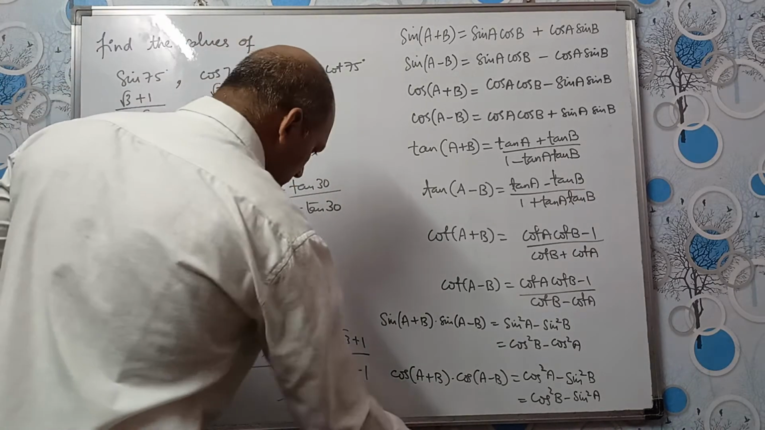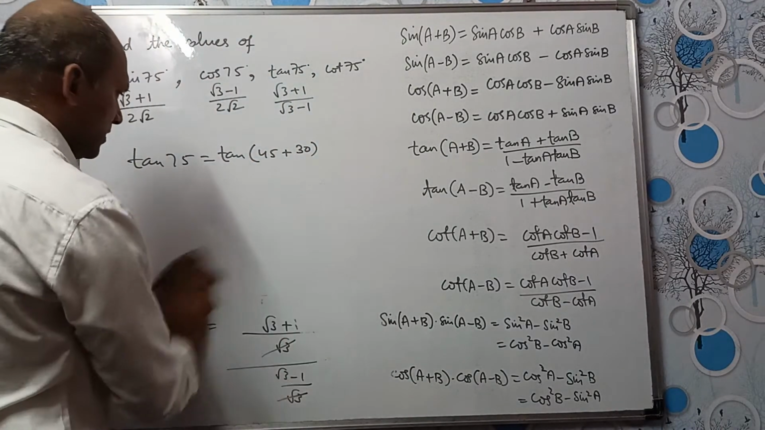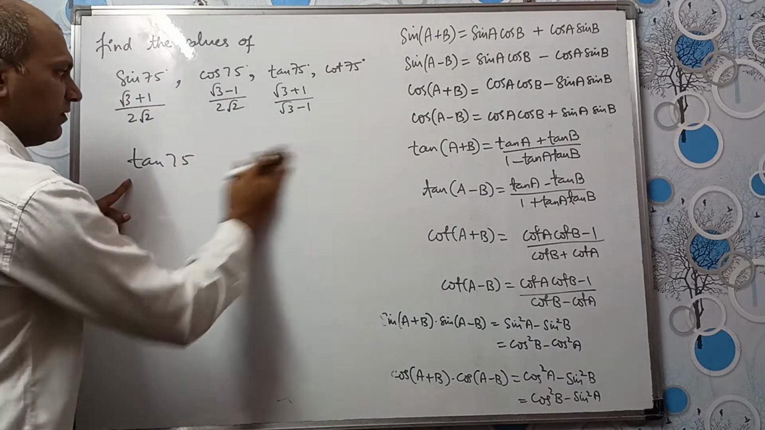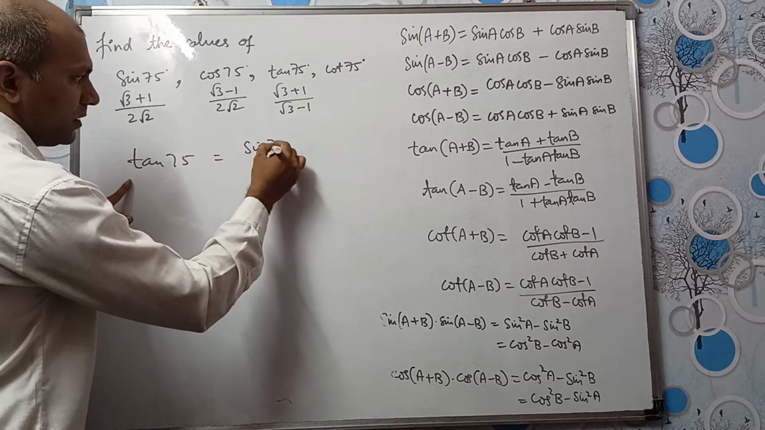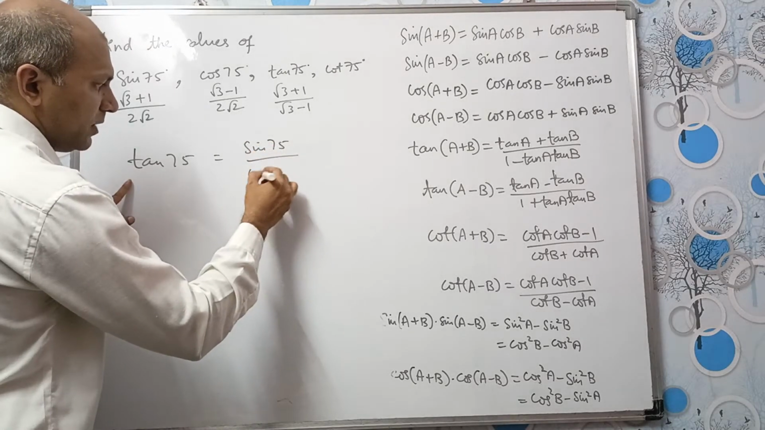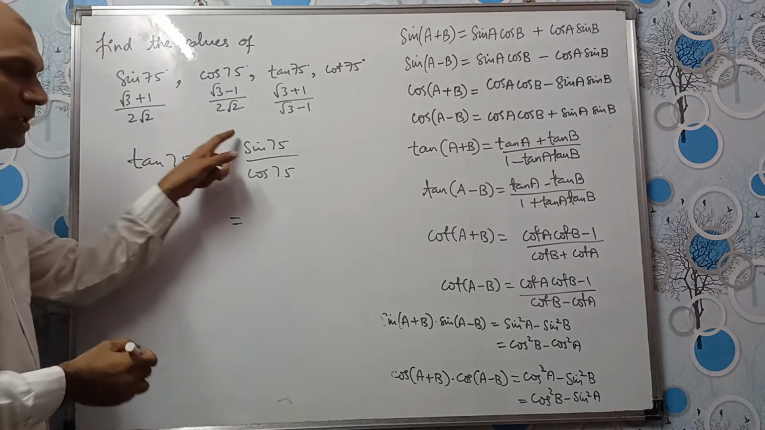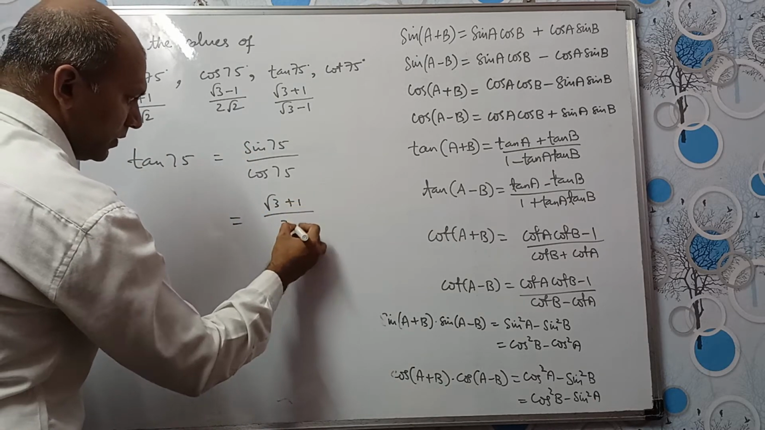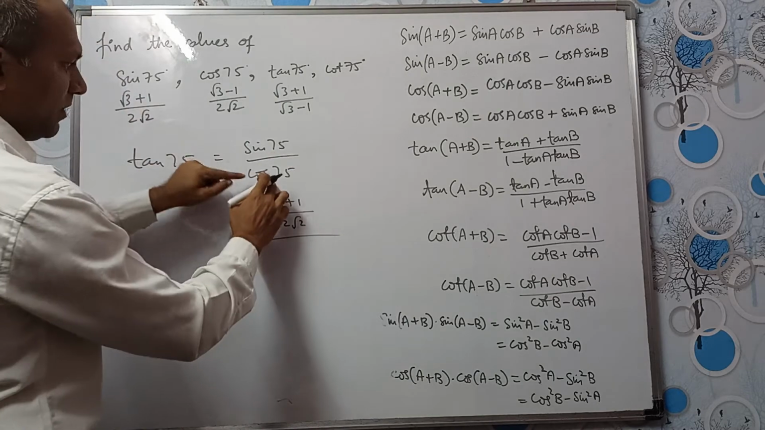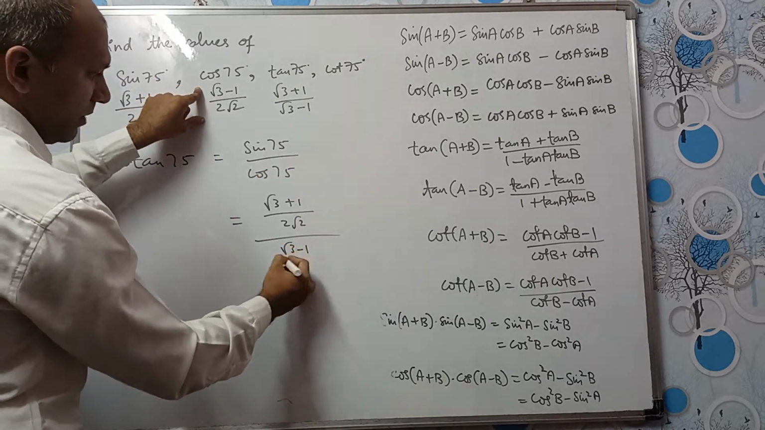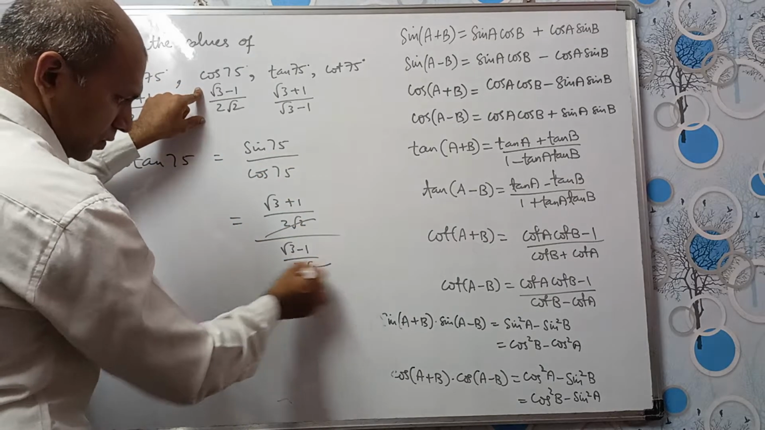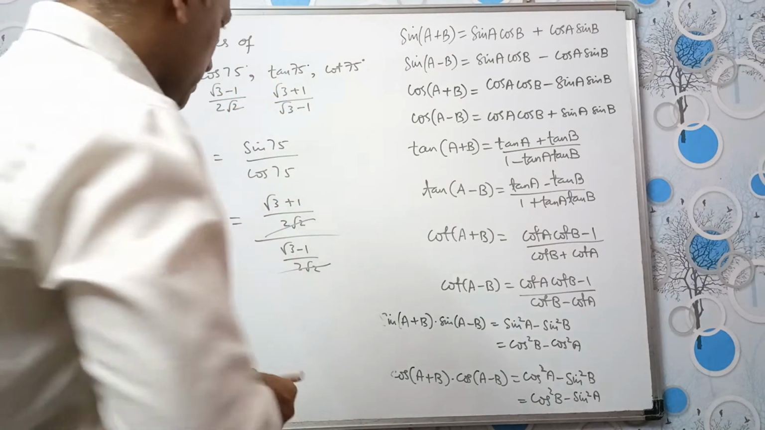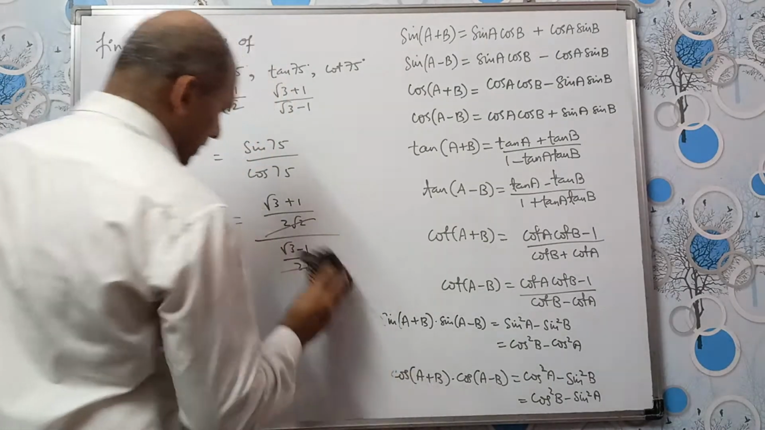There is another method of finding this tan 75 value. Can we write tan as sine by cos? Sine 75 divided by cos 75. What is sine 75? Sine 75 is root 3 plus 1 by 2 root 2, divided by cos 75, which is root 3 minus 1 by 2 root 2. The 2 root 2 cancels. We have root 3 plus 1 by root 3 minus 1. Same thing.